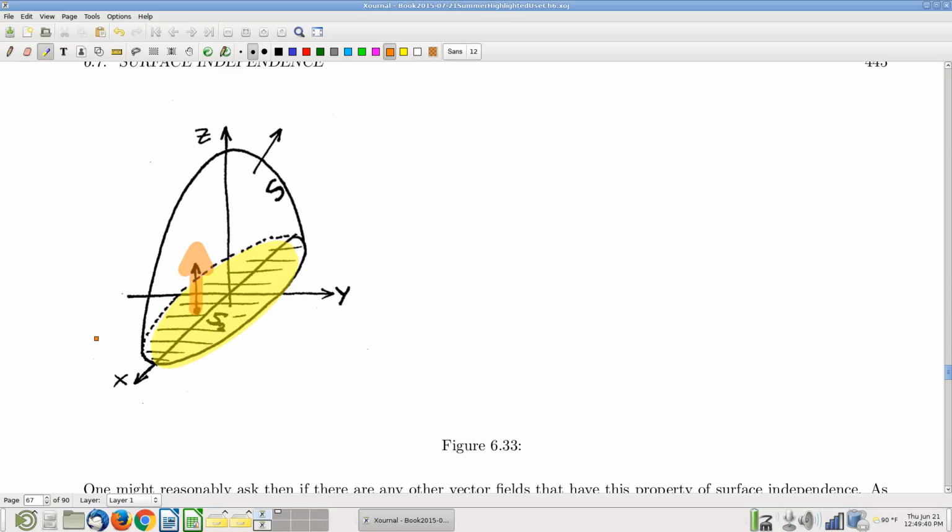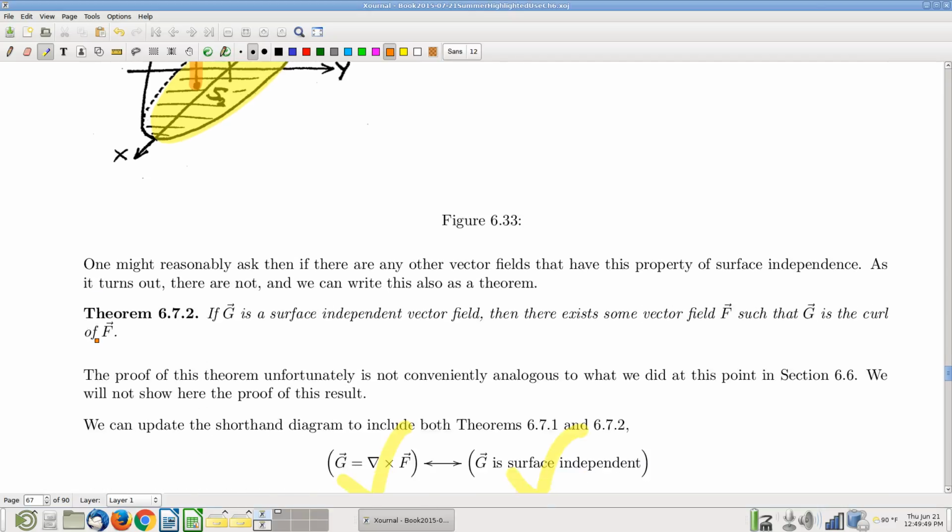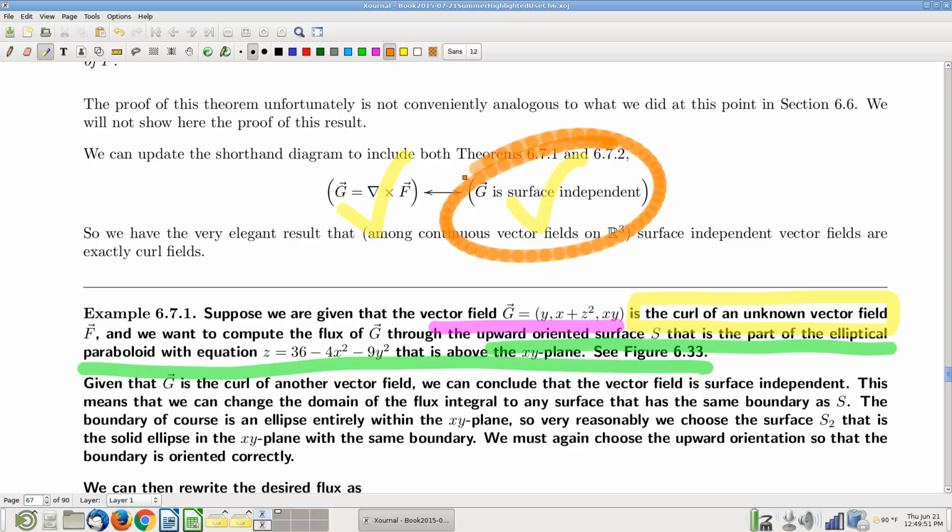I can now say, I'm just going to look at this yellow surface. Let's compute. You want the flux on the old green surface? Fine. I'm going to compute the flux on the yellow surface. It's going to give me the same flux because our vector field is surface independent.